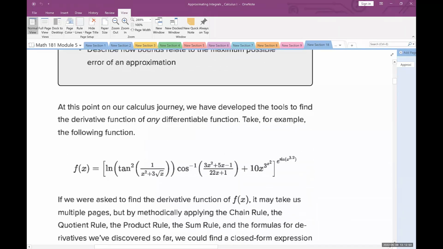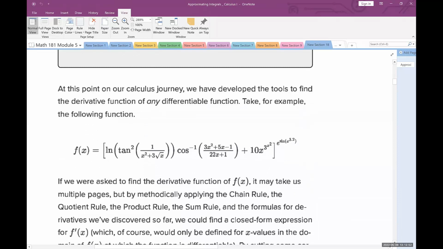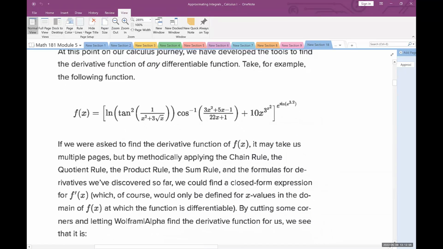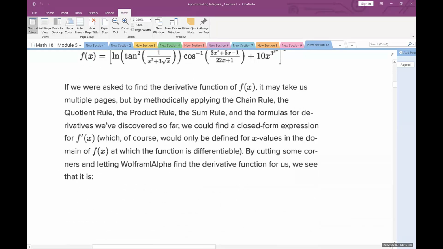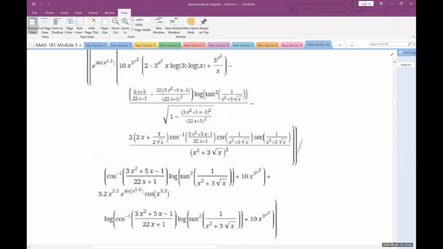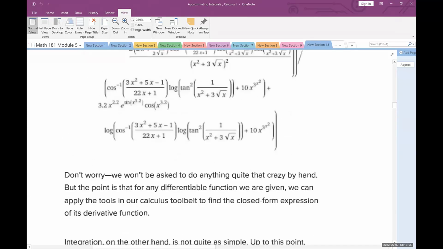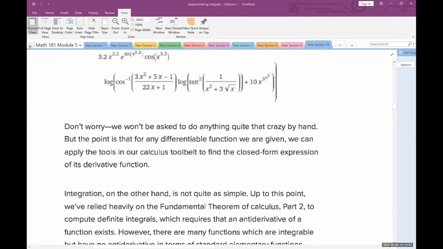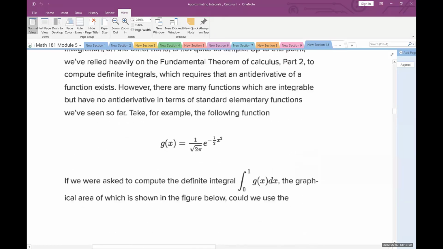So here's an example of a function where you'd have to take the derivative, but we're not going to take the derivative of that. They just used a computer program to do it anyway. That's pretty messy. But integrating something like that could be really, really hard.